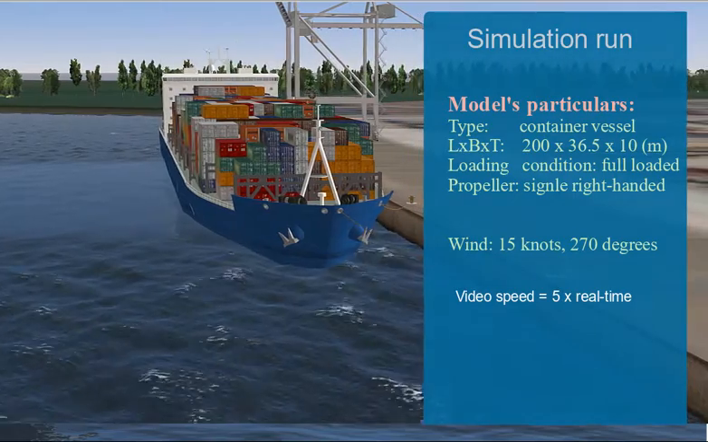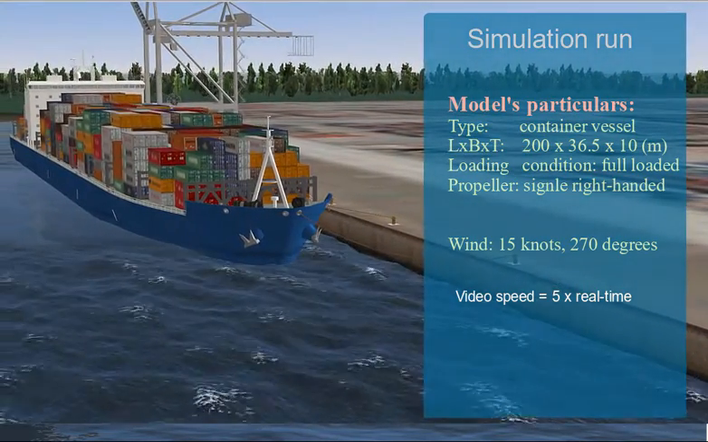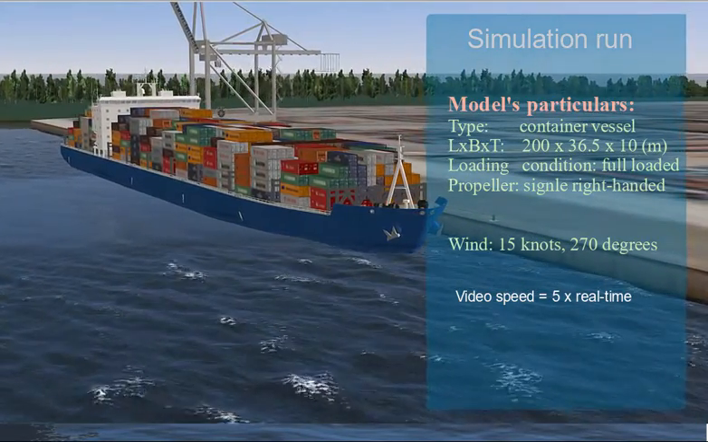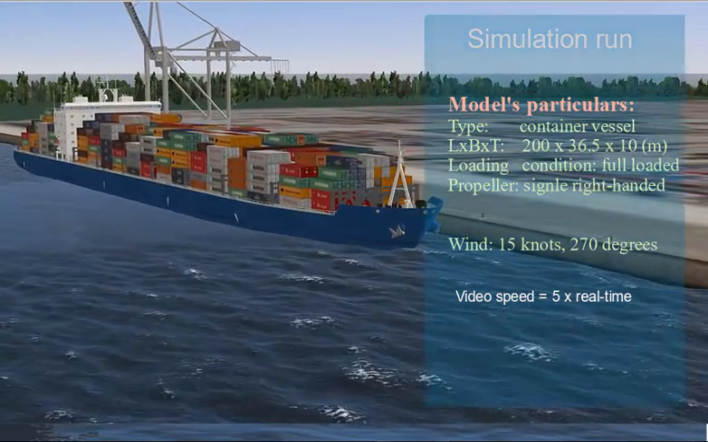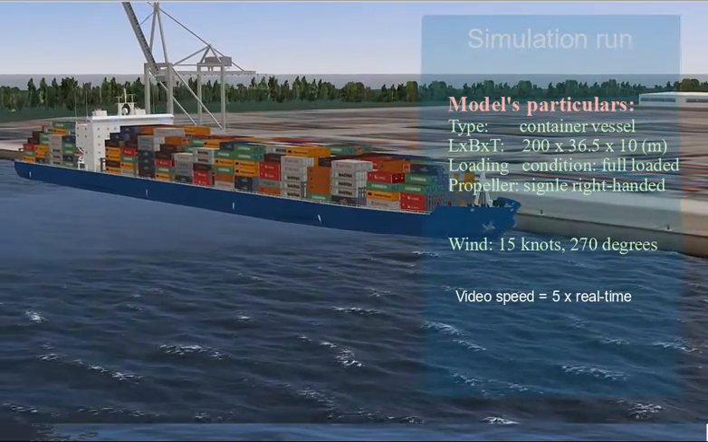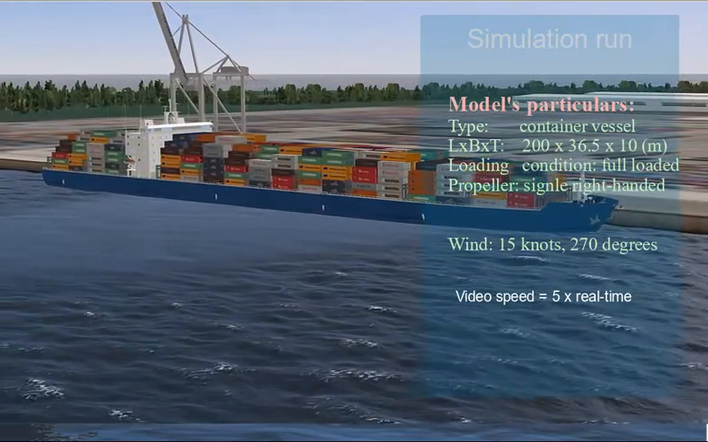In this scenario, the ship model is a container vessel. Her length is 285 meters, breadth is 40 meters, and the draft is 12.7 meters. The ship is fully loaded and fitted with a single right-handed propeller. The wind speed is 15 knots, with a direction of 270 degrees.